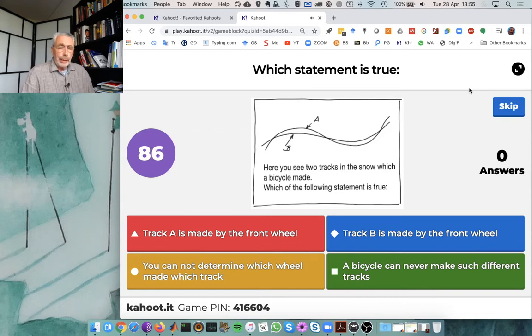So you see two tracks in the snow which are made by a bicycle. Now there are 4 statements, and my question is, which of the following statements is true? Track A is the front wheel, track B is the front wheel, you cannot determine which wheel made which track, or a bicycle can never make such a set of tracks.